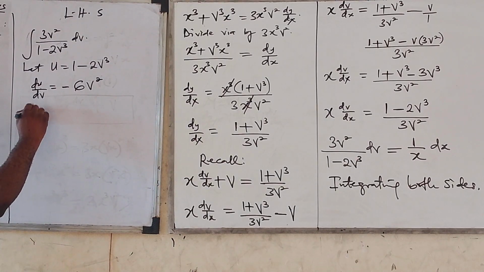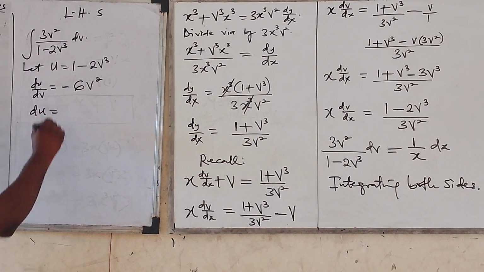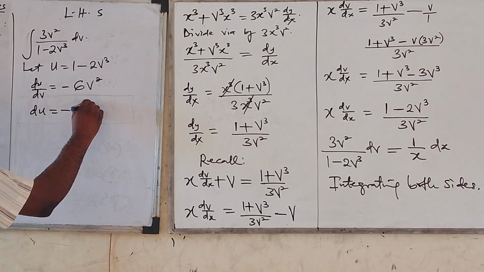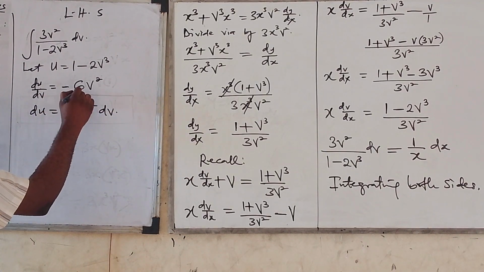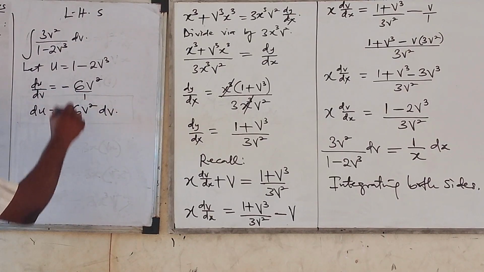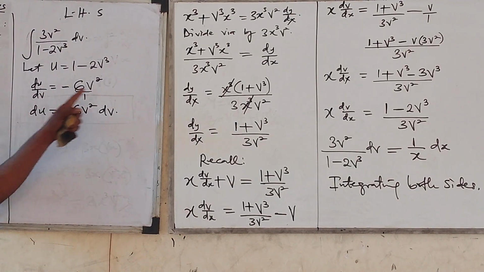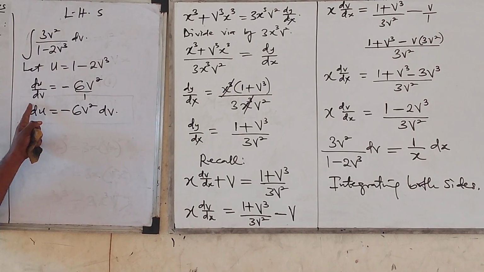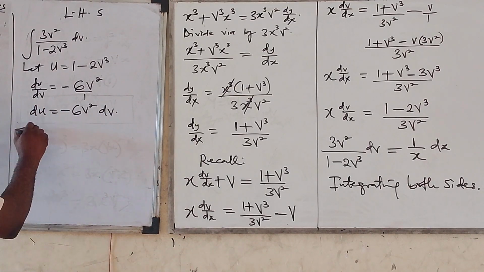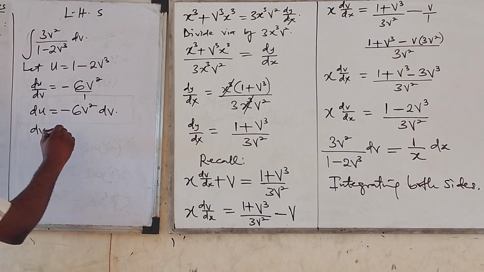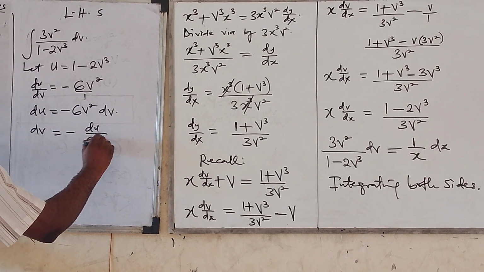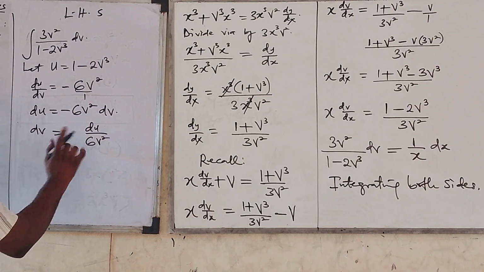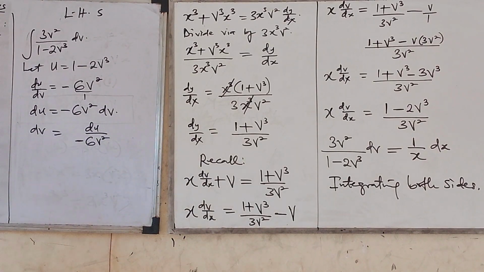Now let's see the du. Our du will be equal to minus 6v squared dv. Yes, cross multiplying, because this is the same thing as over 1. When you cross multiply, we have du is minus 6v squared dv. So it therefore means that dv will be equal to minus du all over 6v squared. Or we can call this du all over minus 6v squared.